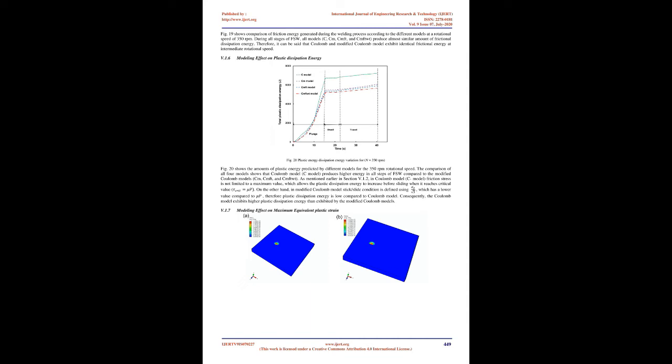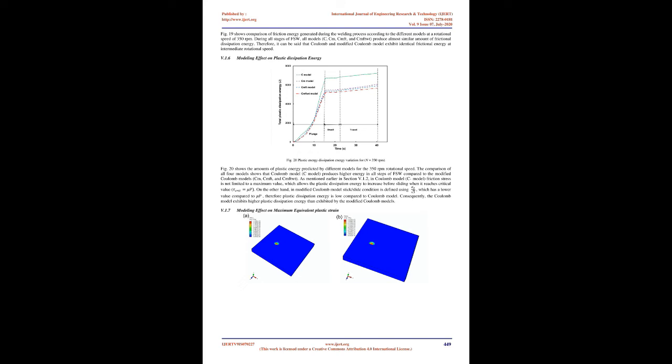V.1.4 Modeling effect on energy ratio variation with time. Fig 17 shows the friction energy to total energy ratio obtained using different models for rotational speed of 200 rpm. For C model, it can be seen that during plunge stage there is a decrease of friction energy to total energy ratio as the time progresses. This suggests that, during the plunge stage for C model, the contribution of friction energy ratio is low compared to C, CM, CMFT, and CMFTWT models.